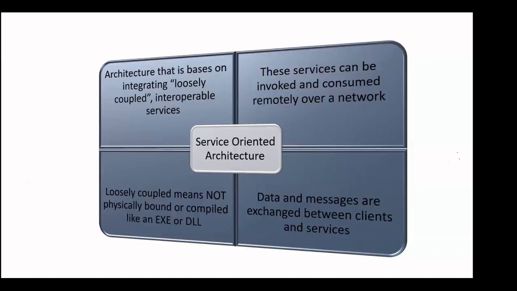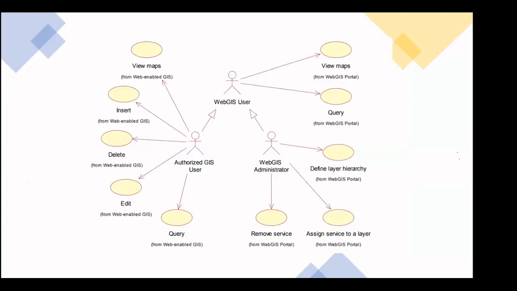So if you look at it, this is how normally your WebGIS application looks from the backend. The WebGIS administrator is the one who defines the layer hierarchy, assigns the services, and removes the services. That's his role. The authorized users can view the map, do the editing, deleting, insertion, doing the queries, and all sorts of geoprocessing activities on the layers. Whereas a normal user can only view the maps and do the queries.